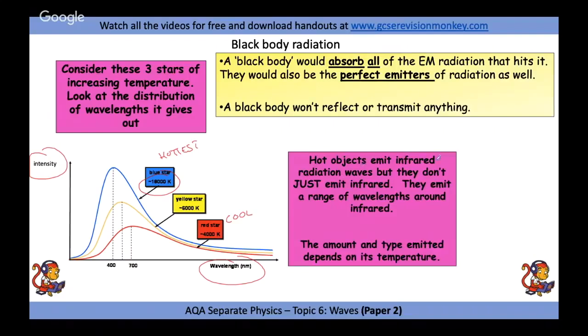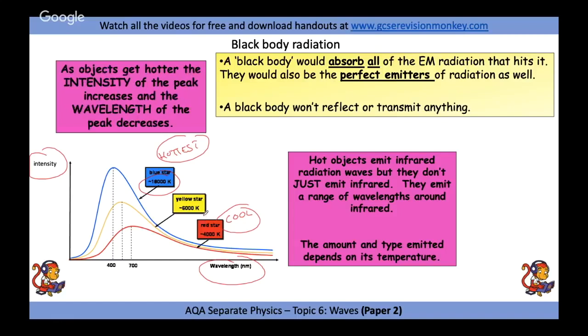Well, hot objects emit infrared, but they don't just emit infrared, because actually infrared is around here. So they emit a range of wavelengths around infrared. Now, the amount and type emitted depends on its temperature. So exactly which wavelengths are shown, as in what the distribution of wavelengths are, changes depending on how hot it is. Now, what do you really need to know?